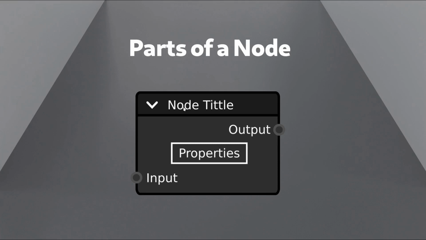In the node we have the node title, that is the name of the node. We have sockets, input socket, output socket. We got a kind of arrow that we can use to collapse or expand our node, and it's going to show only the sockets, not the whole node. And we got properties. Maybe some nodes have more characteristics.